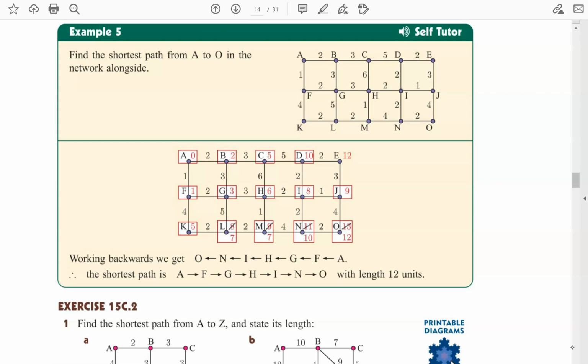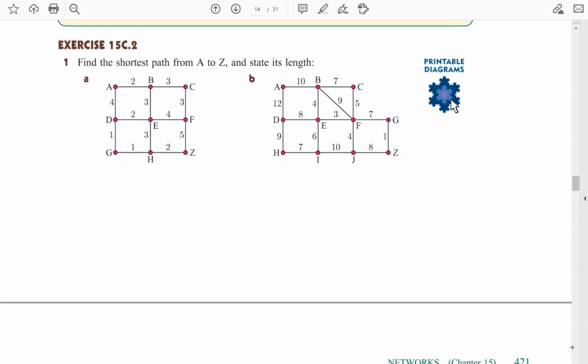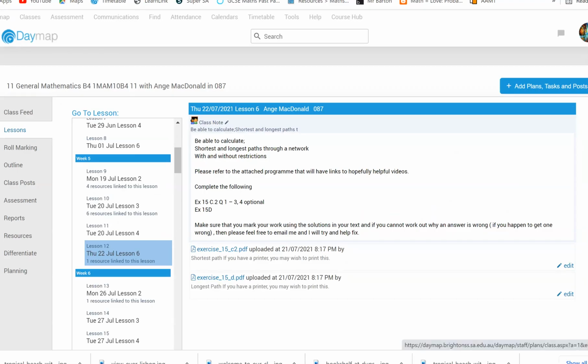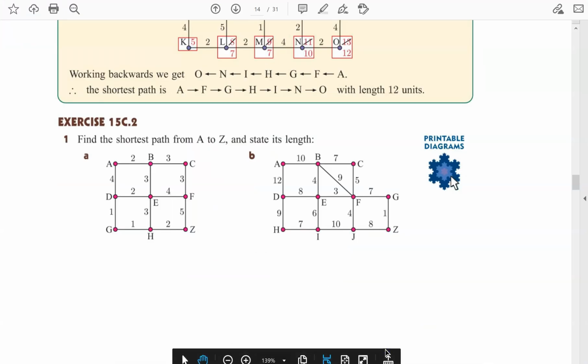Also, for those people who have a printer at home, because we're going to do a lot of these diagrams, instead of you drawing them, on Daymap these exercises here are the copies of those diagrams if you would like to. Those who don't have a printer, you're with me. When I was practicing these, I drew them by hand as well. My tip to you is to make sure that you draw them quite large. Each of these, I would make at least 3 little squares across, so 1.5 centimeters each.